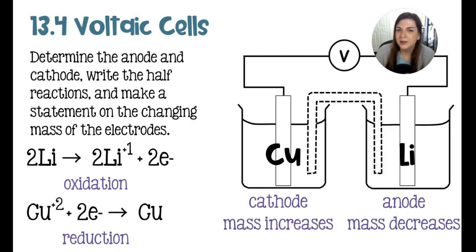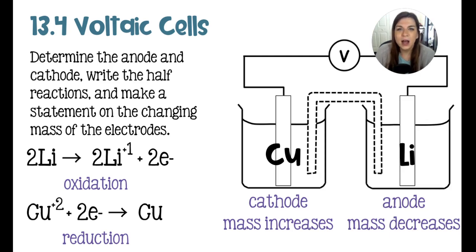I figured this one out using the activity series. Lithium is at the tippy top, and copper is not dead last, but it is pretty far down on the activity series, meaning that lithium is a really good anode. It loves to lose electrons. Because it is losing electrons, that means that it is undergoing oxidation. The lithium atoms are going to become lithium ions, giving away 2 electrons.